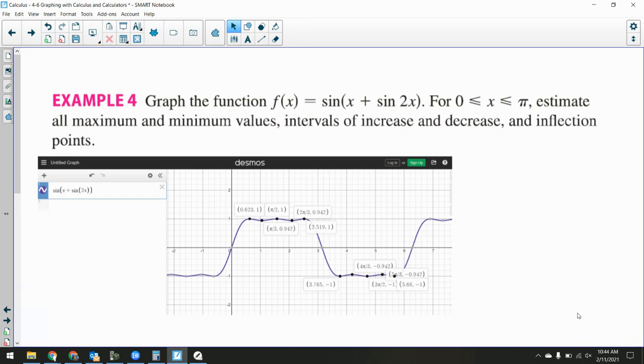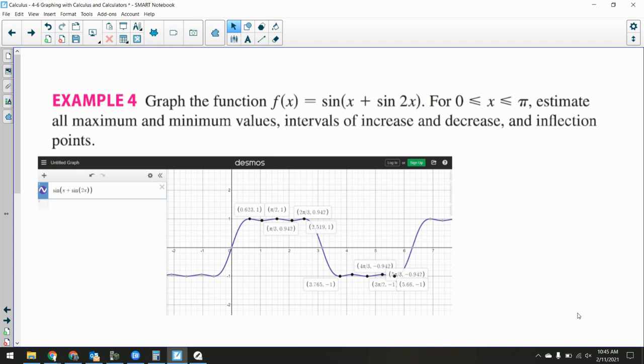So I see 1, 2, 3, 4, 5 extreme values and then 5 more extreme values. Now, I haven't even thought about how this is going to work for my derivative yet. But think about solving this algebraically. So you mean to tell me just from the interval from 0 to 2 pi, I've got 10 extreme values? Yikes. No, thank you. That seems like it's going to be very hard to do algebraically.